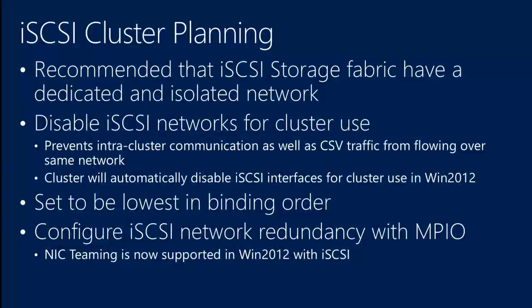iSCSI planning, we talked about this already. We had a good question earlier. With iSCSI, the default recommendation has always been to use MPIO. You can now, with 2012 in a converged networking model, use network teaming. When you configure your network priorities, you want to set your iSCSI network interface at the bottom. You usually want to disable your iSCSI network for cluster use, because you don't want CSV traffic flowing over this and then having storage IO traffic all trying to compete over that same network. So let's try to get those separated.